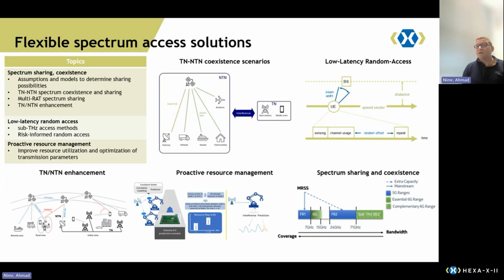And regarding flexible spectrum access, these activities are more at the MAC side. As mentioned before, this task is focused on studying different spectrum sharing mechanisms and coexistence, evaluating or assisting the interference between terrestrial and non-terrestrial networks for sharing these spectrums, studying low latency random access mechanisms, especially for sub-terahertz. We have items related to enhancement of the integration between terrestrial and non-terrestrial networks. And also one study item related to broadcast resource management, and this is also more at the MAC layer.